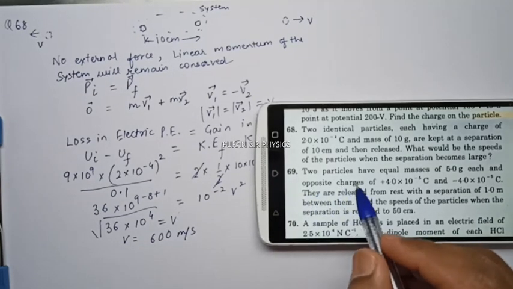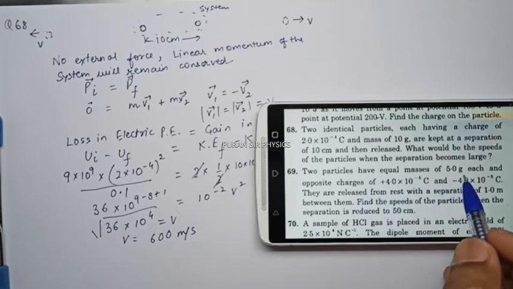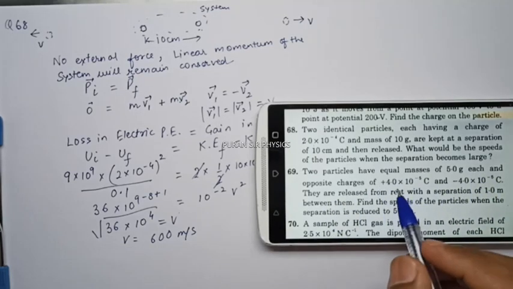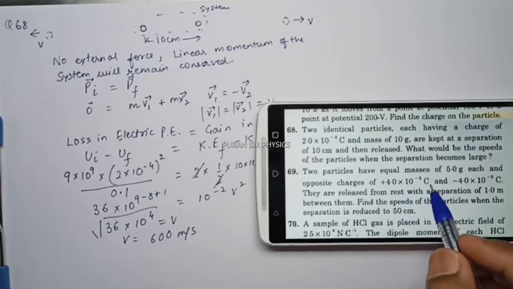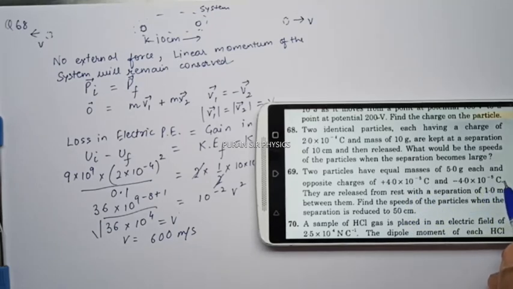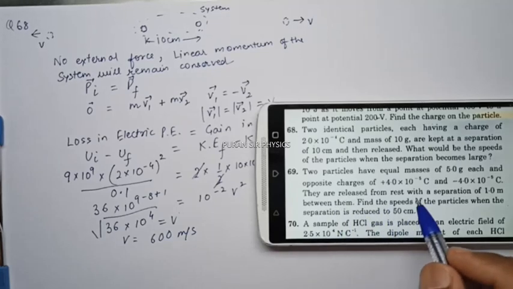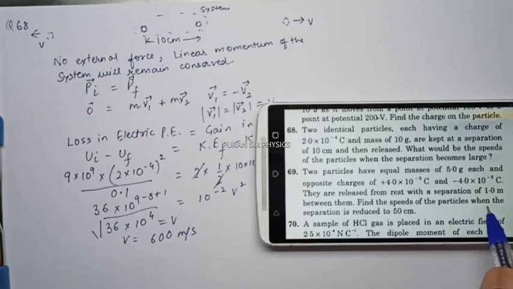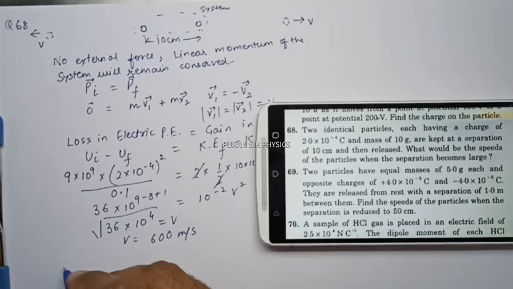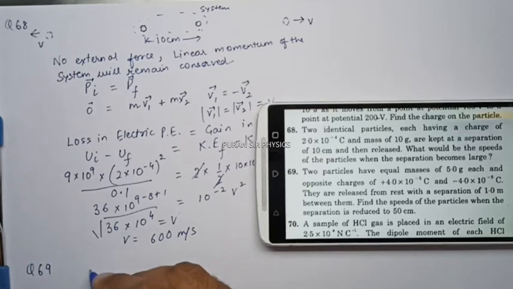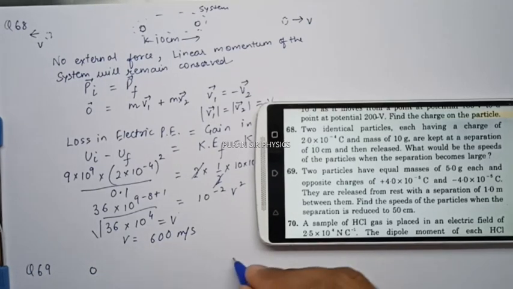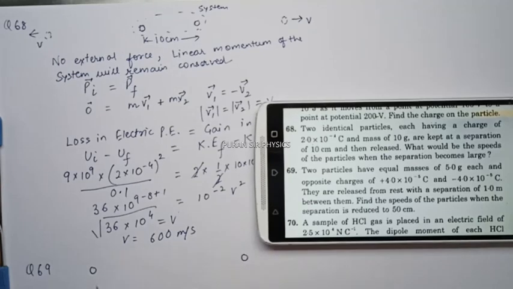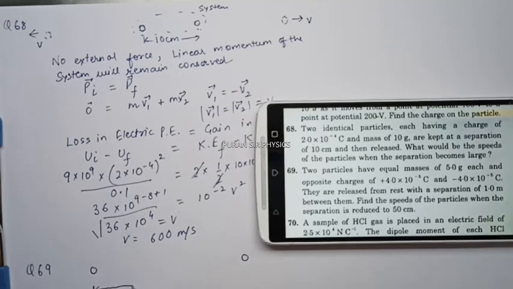In question number 69, two particles having equal masses of 5 gram each and opposite charges +4 into 10⁻⁵ coulomb and -4 into 10⁻⁵ coulomb are released from rest with a separation of 1 meter between them. Find the speed of the particles when the separation is reduced to 50 centimeter. So initially, let's say the particles were here and the separation between them was 1 meter.